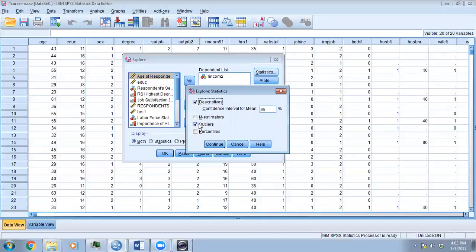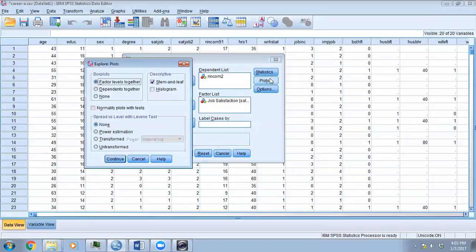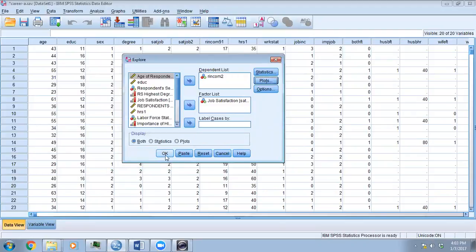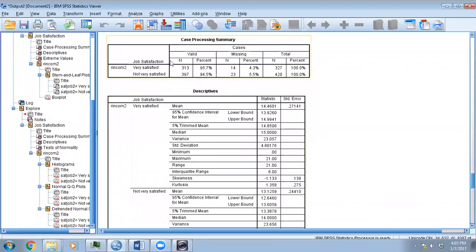Stats. We don't want to deal with outliers anymore here. We don't want any histogram. We don't want any box plot, although that can help you see the distribution of the data. But we'll go with the histogram and normality plot test. Okay. So do here and do here. So again, these are descriptive stats here.